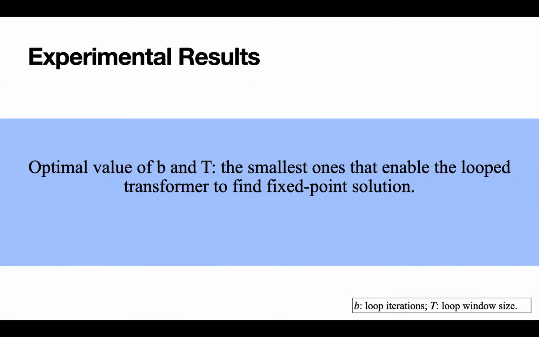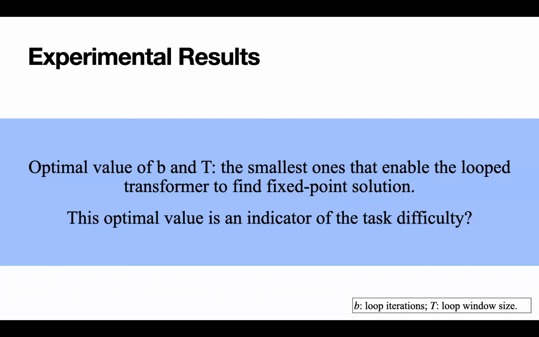So let's say the optimal value of B will be the smallest one that enables the loop transformer to find this fixed point solution. This is also beneficial for training, where you have smaller memory and faster forwarding times. So we have this hypothesis, or hunch, that maybe the optimal value is an indicator of the task difficulty for the transformer when it's trying to solve this function class. But that's just a hypothesis, I don't have a good answer for that.